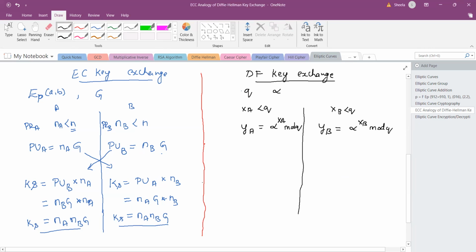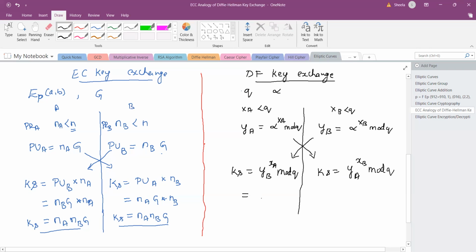Similarly, when I consider Diffie-Hellman key exchange, I will be exchanging the public keys YA and YB. So how will I calculate the session key? Session key is nothing but the public key of the other user to the exponent of his own private key mod Q. So here also Ks is nothing but YA to the power of XB mod Q.